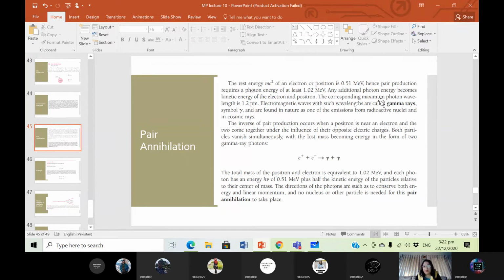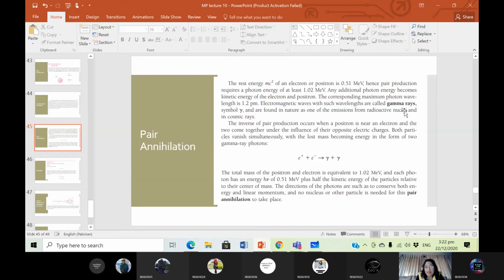ठीक है? So the corresponding maximum photon wavelength is 1.2 picometers. If you convert this energy according to E equals hf, and then hc over lambda, when you calculate the lambda, it will be 1.2 picometers. This is the minimum energy, so that corresponds to the minimum frequency, h times frequency minimum, and that is equal to hc over lambda maximum. So that corresponds to 1.2 picometers of wavelength.